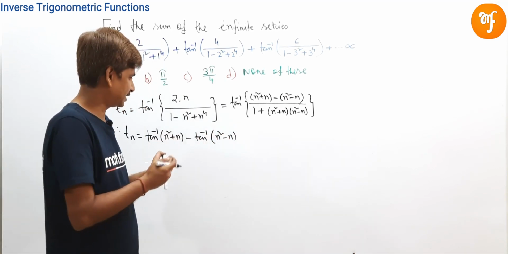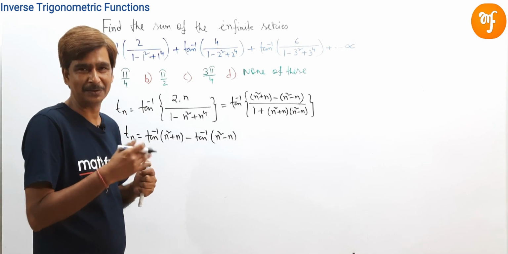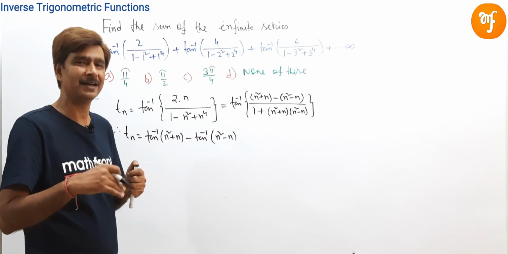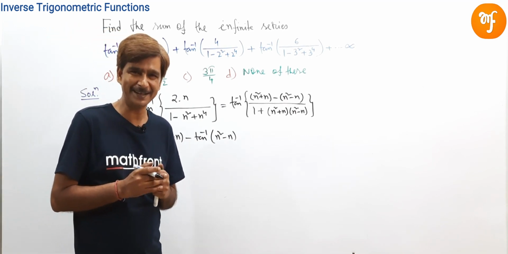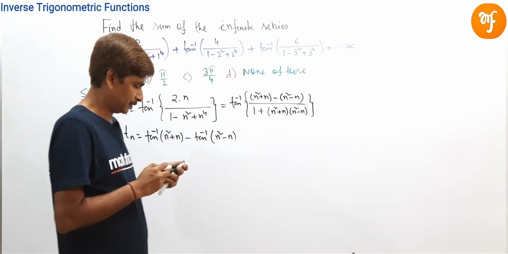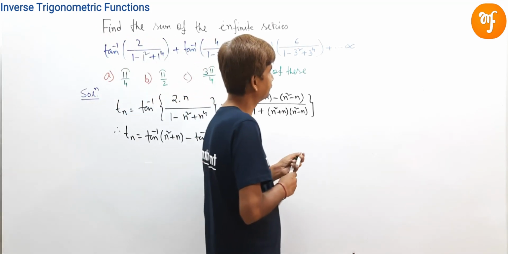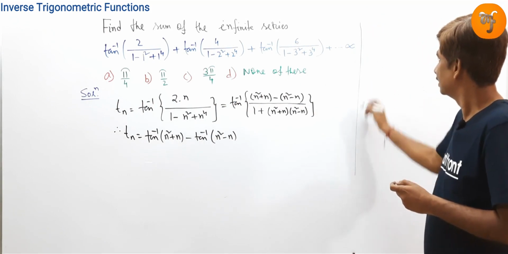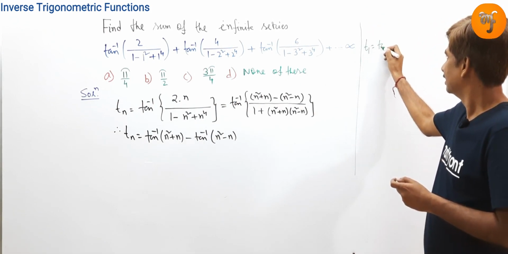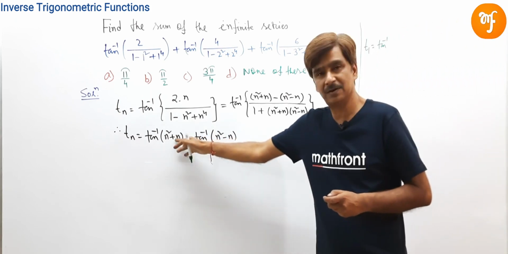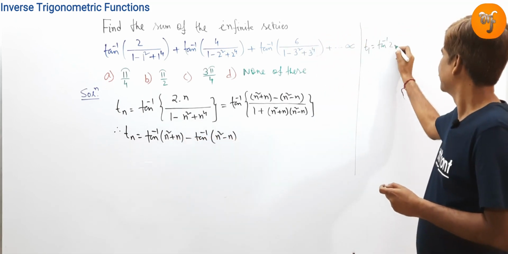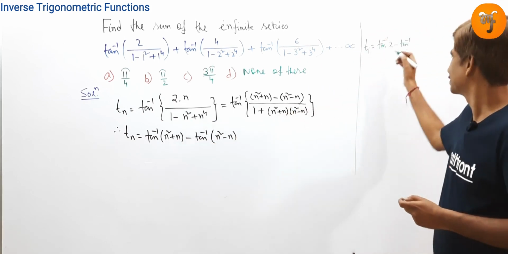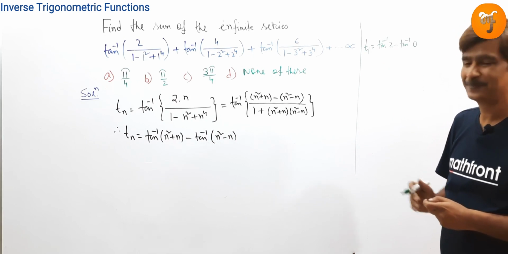Obviously, now we will put n equal to 1, 2, 3, 4 consecutively, and then we will add, we will get Sn, and finally we will substitute n by infinite. Is it? So what is the value of T1 now? So here T1 will be tan inverse of 1 square plus 1, that is 2, minus tan inverse of 1 square minus 1, that is 0. So we write here tan inverse of 0.